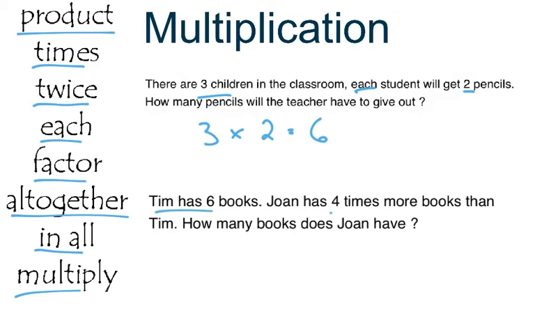The next problem says Tim has 6 books. Joan has 4 times more books than Tim. How many books does Joan have? Again, go ahead and think this to yourself, pause it, think about it, and then press play when you're ready. Okay, you should have paused it and thought about it and realized that this example is modeling 6 times 4. It says that Tim has 6 and Joan has 4 times as many. 6 times 4 is 24.